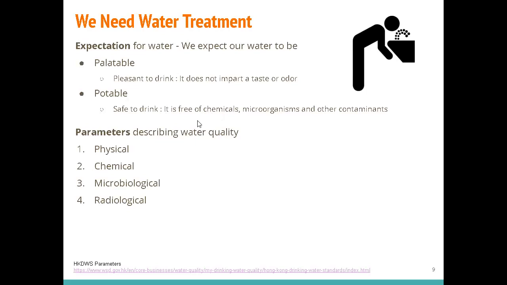It means that it's free of chemicals. So this is something that we might not see or smell, right? We'll have to do some measurement with the water sample. So to put that in a more objective way, there are different parameters that we could use to describe the water quality: the physical, chemical, microbiological, or radiological. So four large categories.